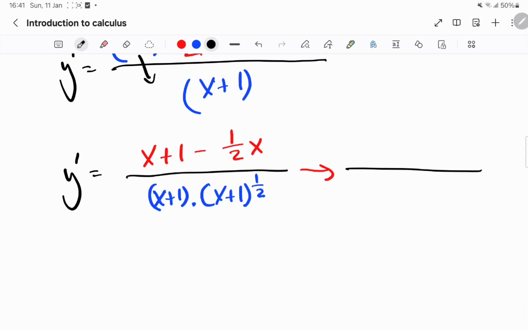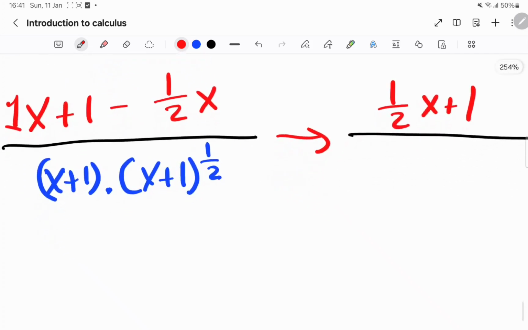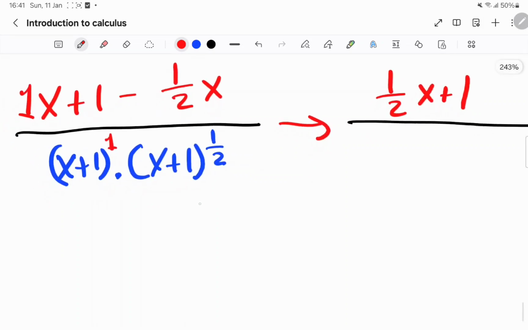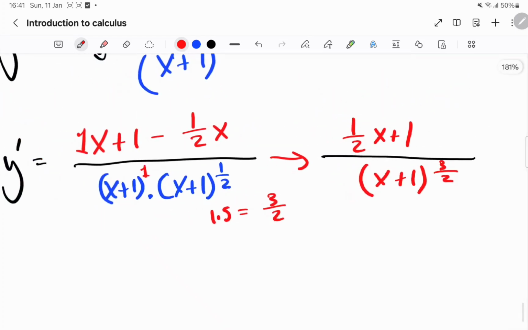Now for our final solution. 1 times x plus 1 minus a half x would be a half x plus 1. Remember, 1 plus a half would be 1.5, which is 3 over 2. It would just be x plus 1 to the 3 over 2. That's our final answer.